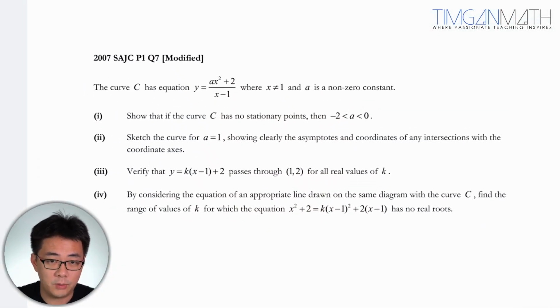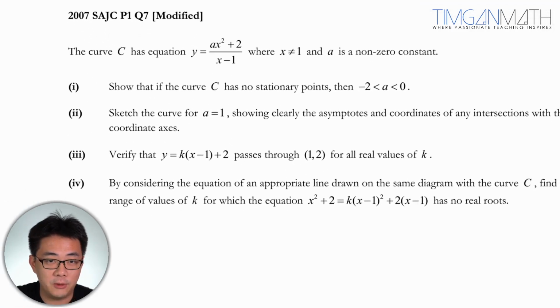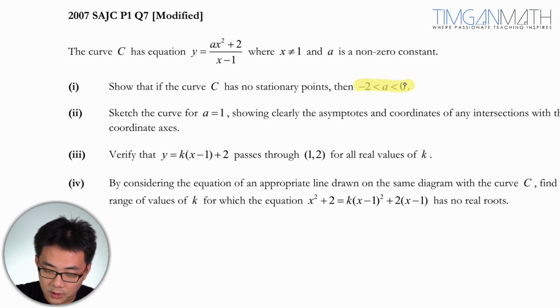Students, let's look at this question here, which is on graphing techniques. Let's see how I can do this proficiently. This was taken from the year 2007 SAJC paper 1 question 7. Let's see how I can do this. So show that if the curve C has no stationary point, then negative A has to be this expression here. I think that's pretty okay.